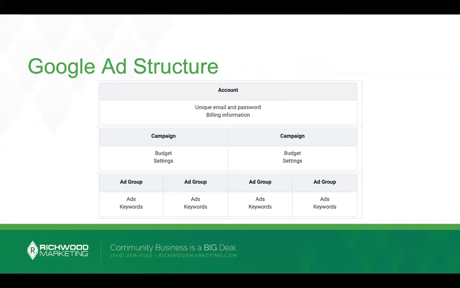So here's just kind of the structure that I was talking about. You can see here, you've got your account. And then underneath your account, you can have a couple of different campaigns. Let's say this was a products and services campaign and a competitor campaign. And then underneath each campaign, you can have different ad groups and different keywords within those ad groups.